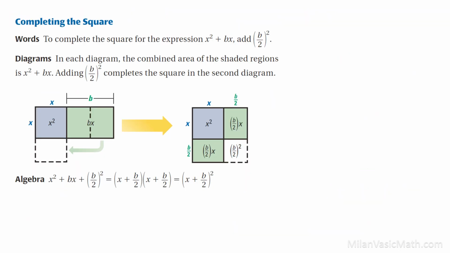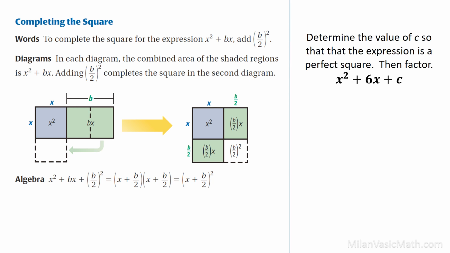Here's the information of the connection between the visual and the algebraic for completing the square. I'm going to show you an example with the visual. So we're going to complete the square for x squared plus 6x plus c. So from what we did before, because the b value is 6, c will equal 6 divided by 2 squared, which is 3 squared, which equals 9.